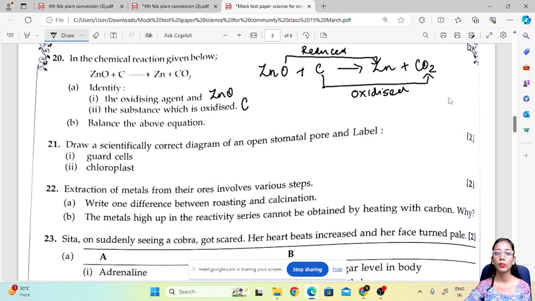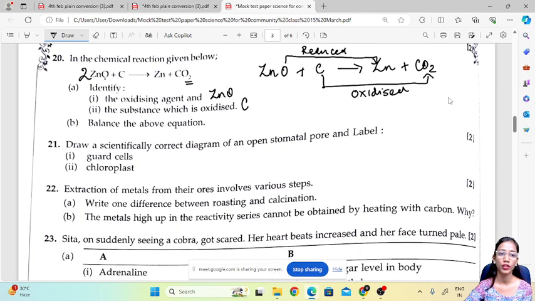Now the next question is to balance the above equation. Okay, now how is it not balanced? Zinc 1 atom, zinc 1 atom, oxygen 1 atom, oxygen 2 atoms, carbon 1, carbon 1. So oxygen is the one which is different. So 2, right? To make this 2, I have to make this also 2.